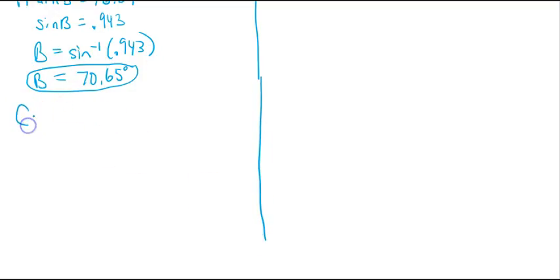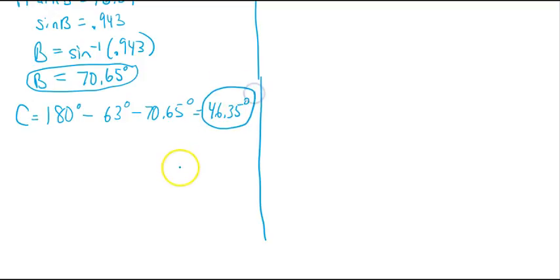The first one I have to find is angle C, because when I know two of the angles, I can easily get the third one by subtracting from 180. So 180 minus the 63 and the 70.65 gives me 46.35, and that's my angle C.